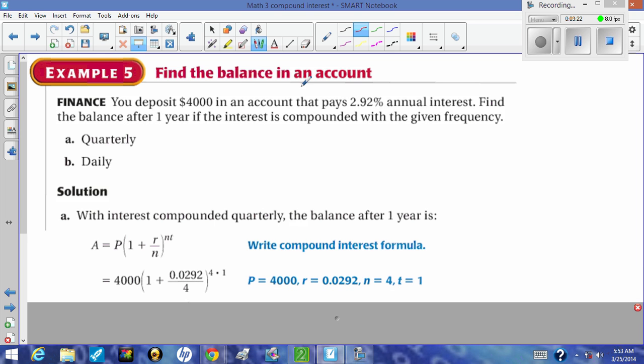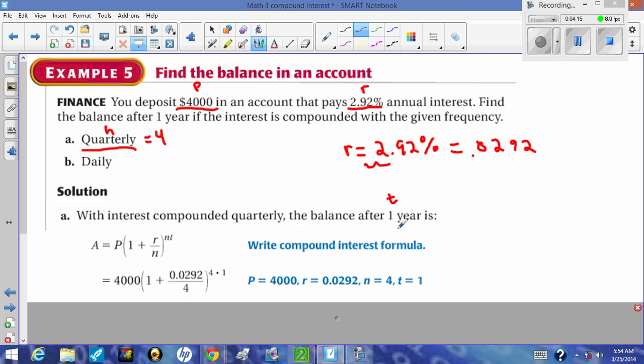And the next step is to identify all our variables. First thing we need is our P, and our P is our initial amount. It's our principal. So there's our P. We need the R. There's our percent. How much is the interest rate? And remember that R is equal to 2.92%, but we move the decimal over 2 spots. So that would be 0.0292. We need our N, how many times a year? Well, it's quarterly, and that equals 4. And there's our N. And our T is going to be 1 year. And our T is also up here.